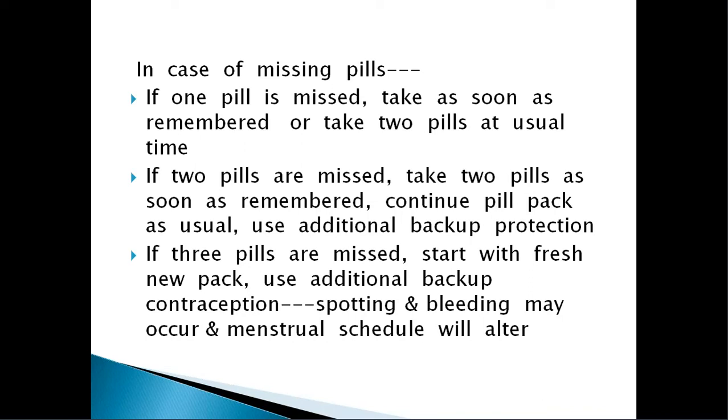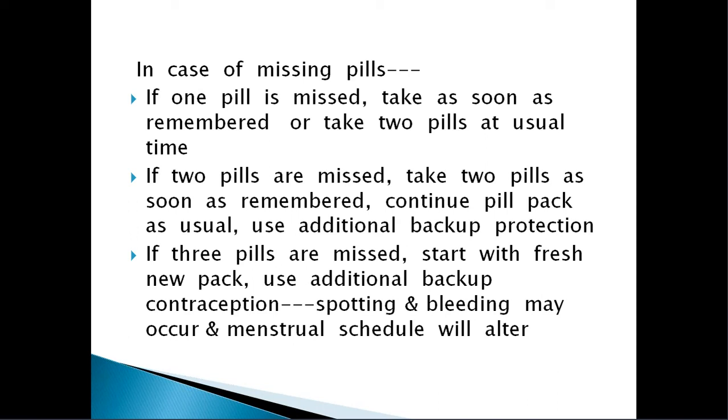But remember, if she has forgotten for 2 days, two pills are missed, then the method may not be effective that month. So she has to use additional backup protection, like any other temporary method. I was telling you when I was talking about barrier contraception, they can use for that month a barrier contraception like a condom or a diaphragm. But to maintain the continuity of the cycle, the pill pack has to be continued.